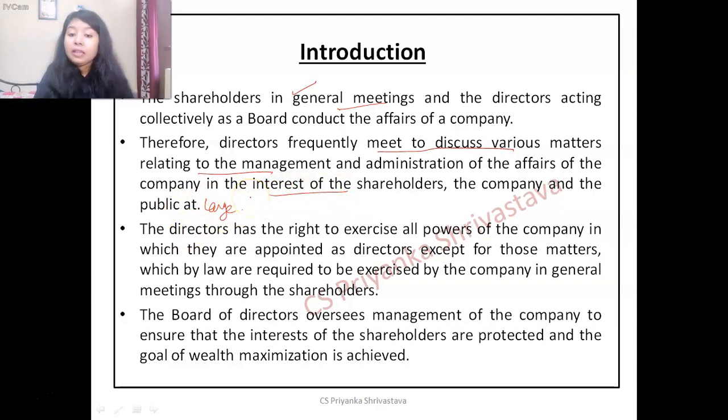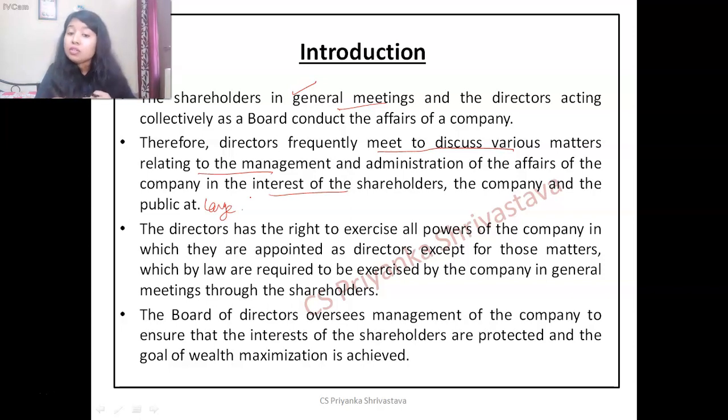So basically the directors frequently meet to discuss all the matters related to the management of the company. Whatever matter related to management and administration comes in front of them, they have to discuss it, and may have to take certain decisions related to the management and affairs of the company.